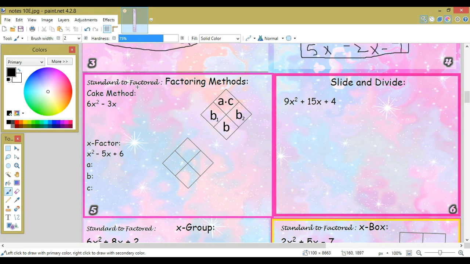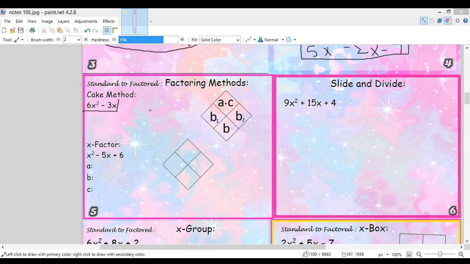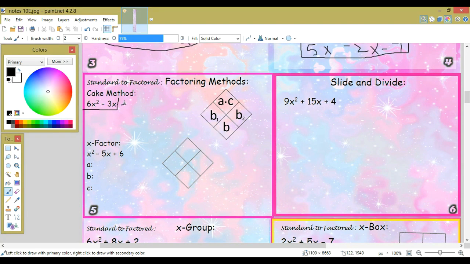So we're going from standard to factored here. So for the cake method, we want to divide out our greatest common factor. If you can't find it right away, just pull out any prime number you can. 2, 3, 5, 7, etc. It looks like both of these terms could go, like 3 could go into both of those, so let's divide each term by 3. 6x squared divided by 3 is 2x squared. Negative 3x divided by 3 is negative 1x.